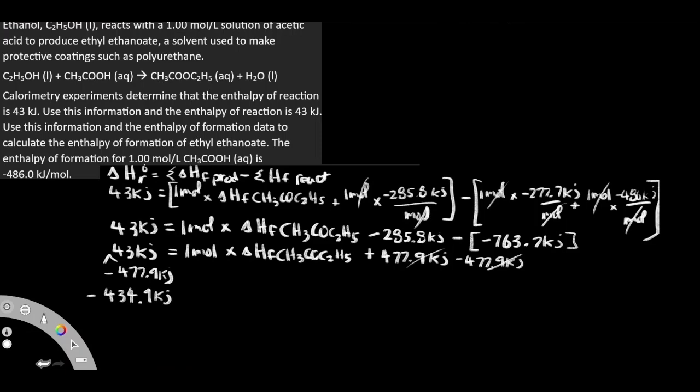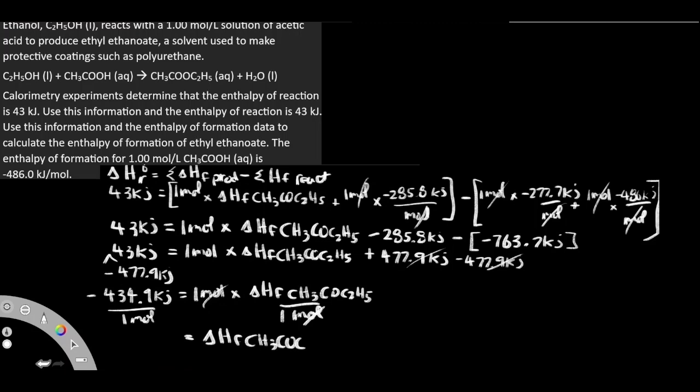It's equal to our 1 mole times our unknown value of ethyl ethanoate. And right now it's multiplying by our 1 mole. I want this one by itself, so what's the opposite of times 1 mole? It is divide by 1 mole. So I'm just going to cancel these out. If I do it on the right side over here, I need to do it on the left side, so I'm going to divide by 1 mole. So I should end up getting my total value here. So this is of ethyl ethanoate, and the total value is negative 434.9 kilojoules per mole. This is the answer.